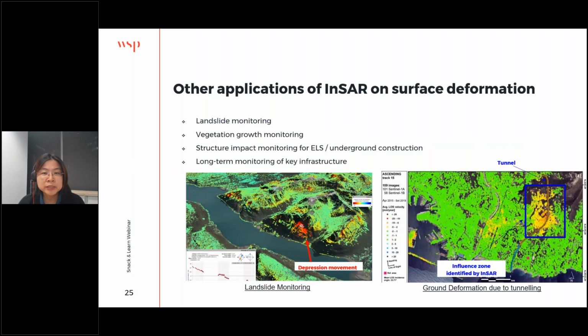Other applications of InSAR, not just for the reclaimed land that we shared just now, are landslide monitoring and slope stability as well. In China, they also use it for vegetation growth monitoring. Even for our tunneling work, because of ground settlement due to tunneling, it can be used, like in Sydney, to monitor ground deformation due to tunneling work as well.